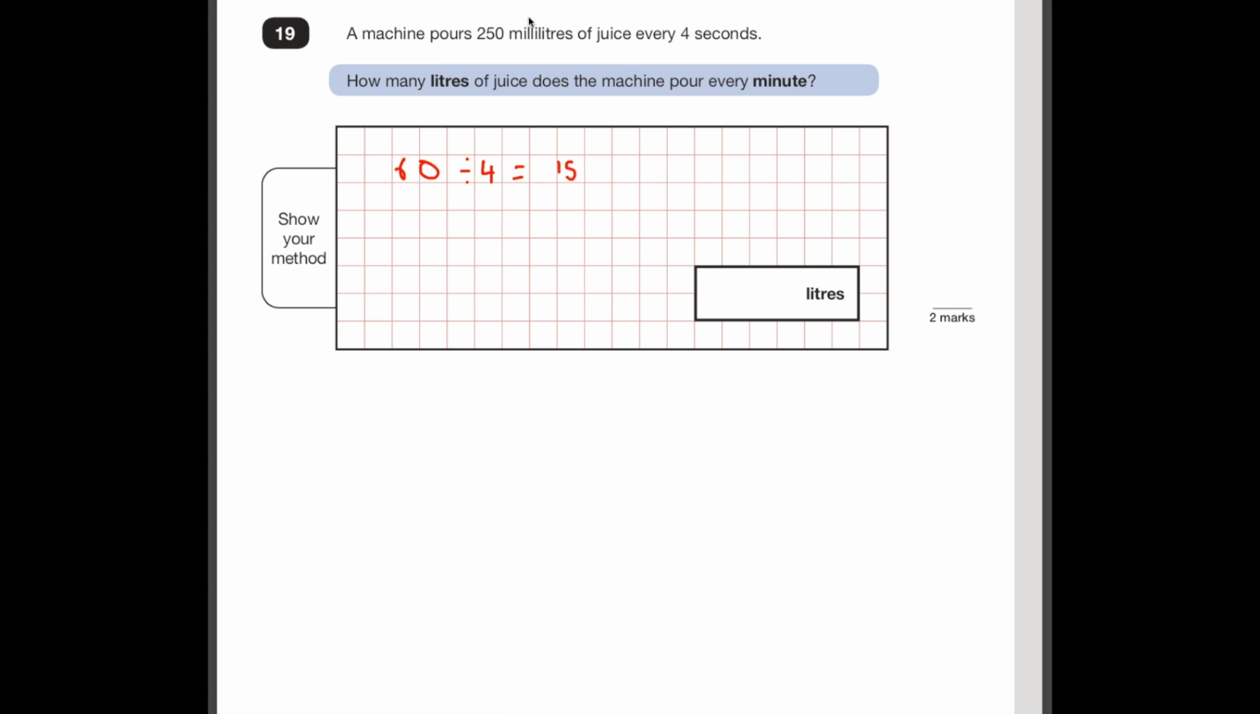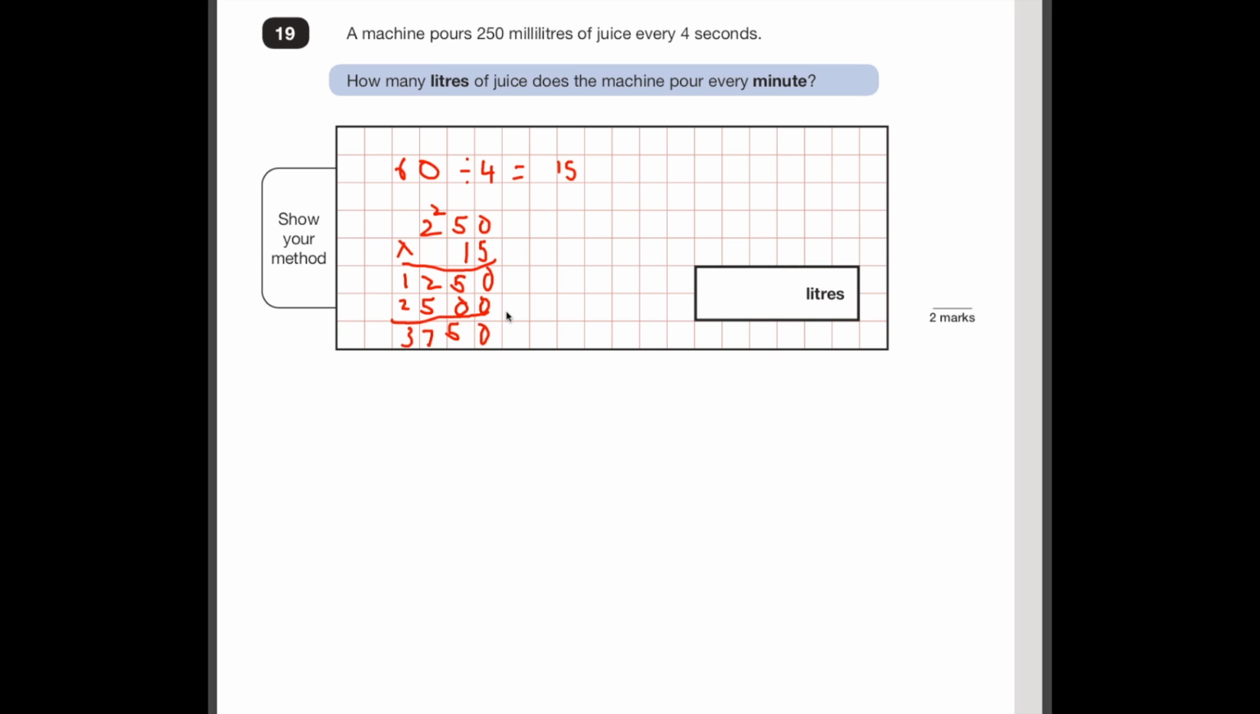Okay, and then we need to multiply 250 millilitres by 15. So 250 multiplied by 15. 5 times nothing is nothing. 5 times 5 is 25. Put the 5, carry the 2. 5 times 2 is 10, plus the 2 is 12. We put our placeholder. 1 times 0 is 0. 1 times 5 is 5. 1 times 2 is 2. And we add them together. Nothing, 5, 7, 3. So that's how many millilitres we get in a minute.